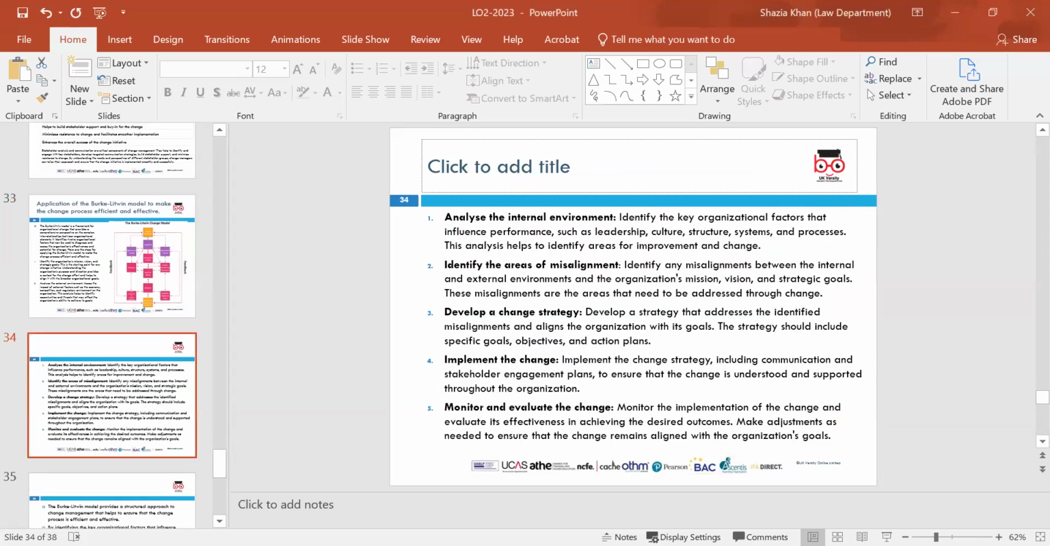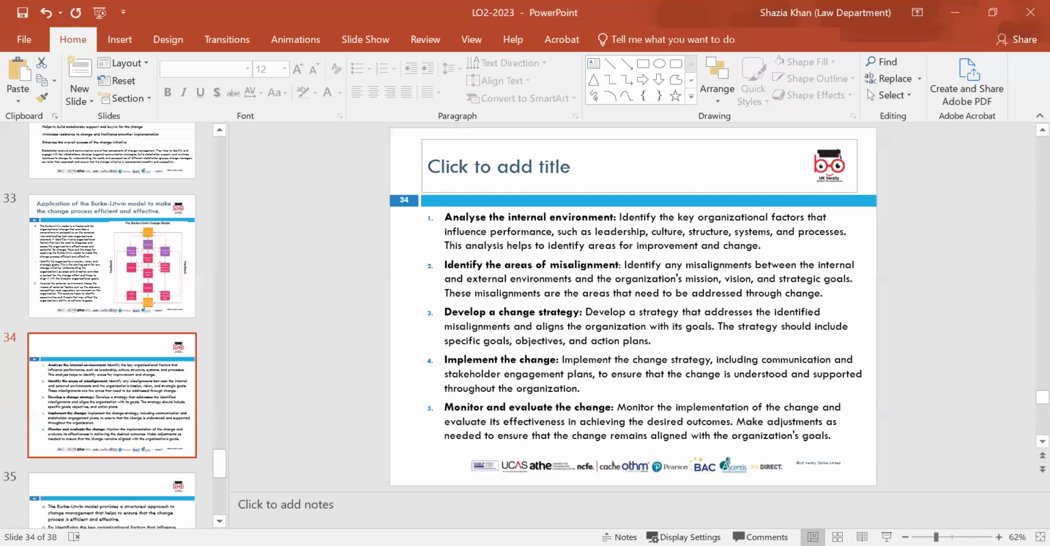So they looked at elements of analyzing the internal environment. When we look at elements of analyzing the internal environment, we look at the environment as a whole, whether there's any sort of impact on that. Identifying areas of misalignment, making sure that everything is aligned between the internal and the external environment through their vision, strategic policies, any sort of elements of that.